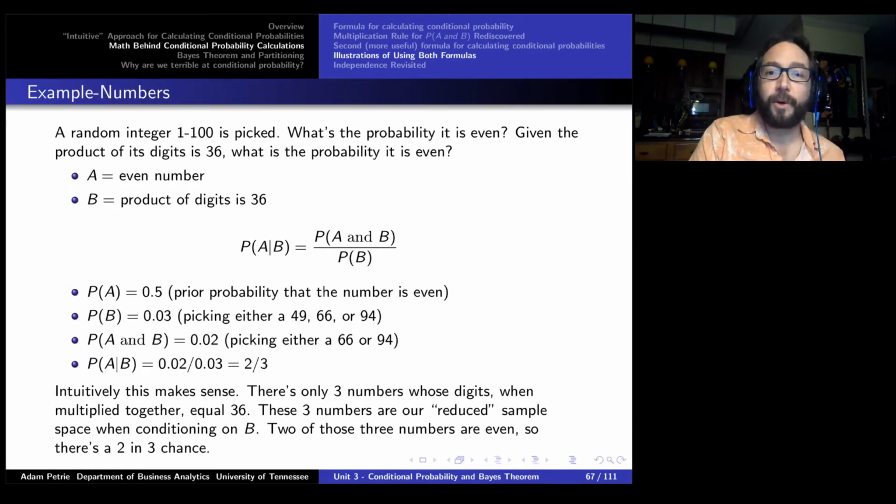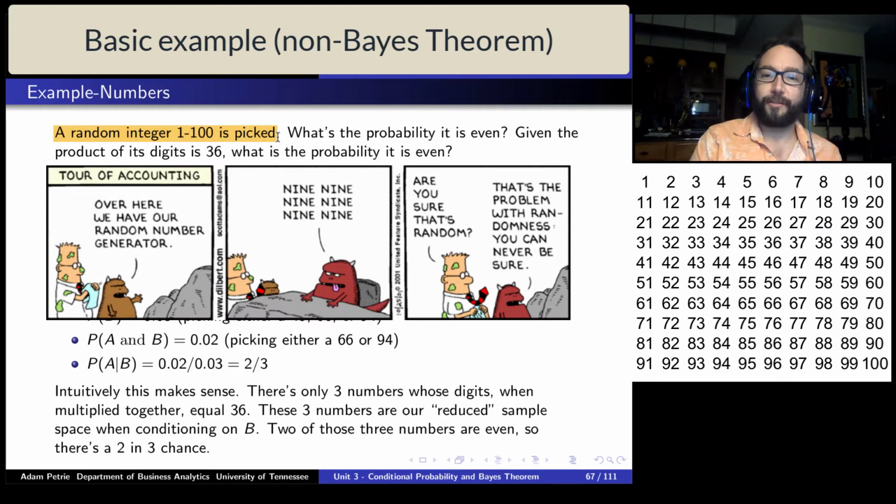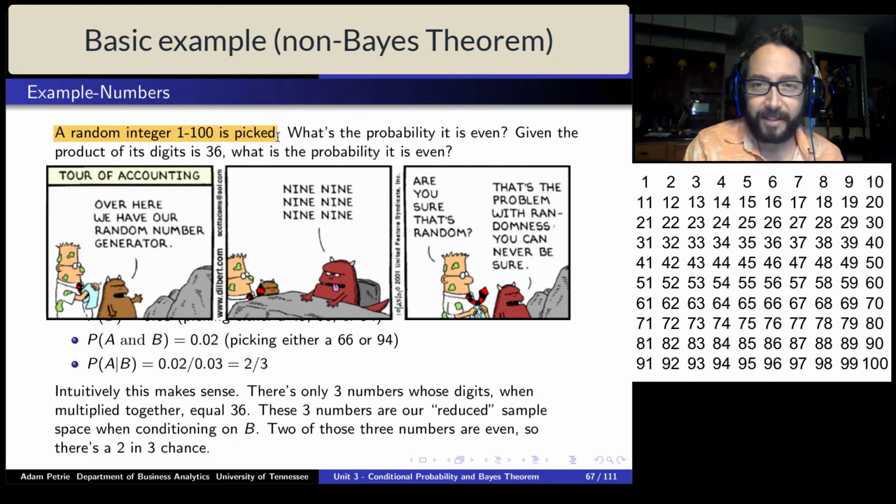Okay, so let's do a few basic examples and then dive in and see how Bayes' theorem works in action for some more real-world problems. So it doesn't get much more basic than this. We're going to pick a random integer between 1 and 100. So it might be even, it might be a square number, the product of its digits might be 36. There's a lot of things we can talk about with numbers here.